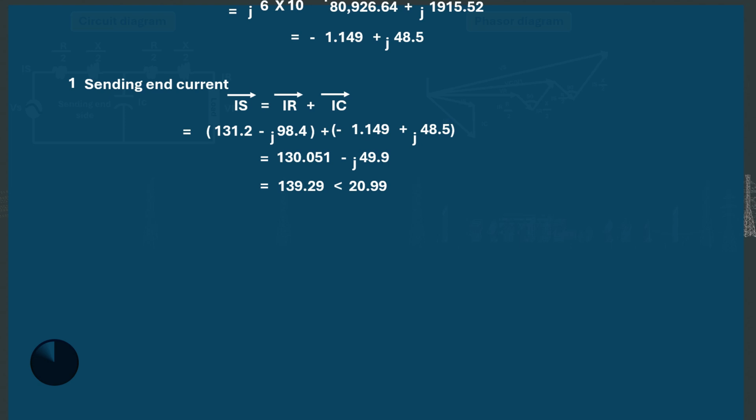Now, in order to get the rate at which the sending end current IS lags behind the voltage, there is a need to convert our answer to polar form. So when we convert from rectangular to polar form, the sending end current IS bar will be 139.29 amperes at an angle of 20.9 degrees.